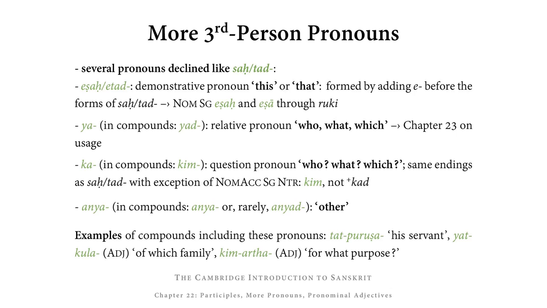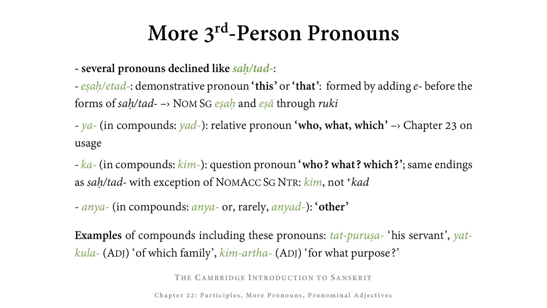Now, in all the forms of sachtad that begin with t, this e has no further effect. So, for example, we have a masculine accusative singular etam, we have a masculine nominative plural et, and so on. However, in the two forms of sachtad that begin with s, namely nominative singular masculine sach and nominative singular feminine sa, the e causes ruki, and so we don't have e sach and e sa, but e shach and e sha.